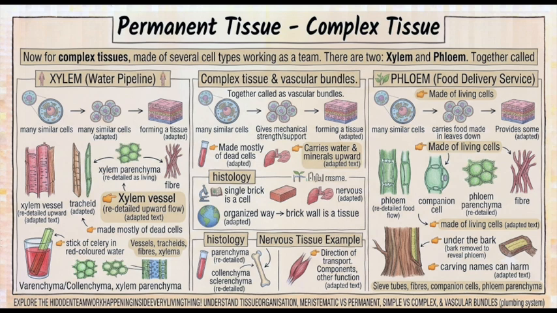Phloem is the plant's food delivery service. It carries food made in the leaves down to the rest of the plant. The phloem is made up of living cells. Together, xylem and phloem form what we call the vascular bundles, the plant's transport system. Xylem equals water up and phloem equals food to the growing regions.